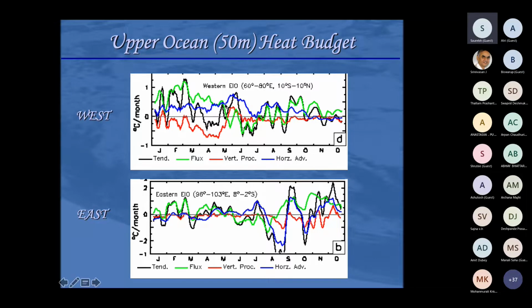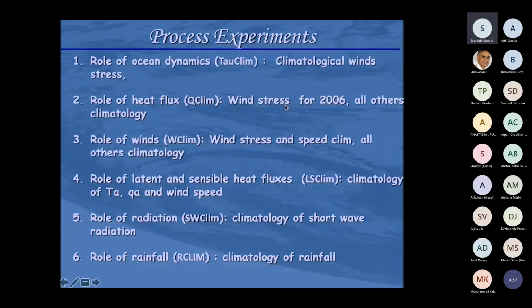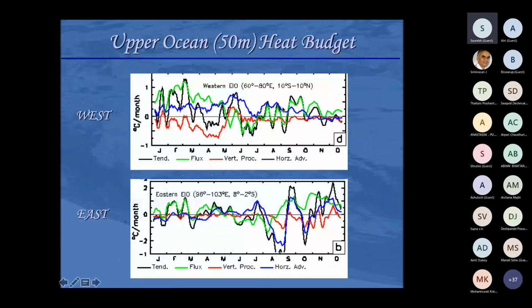But when we look at the western box, even here there is an initial contribution from the vertical processes. But when we have the peak IOD event happening during the month of October, it is mostly contributed by the air-sea fluxes. So now, if you look at this curve, there are times when one process becomes important, and there are other times when another does.